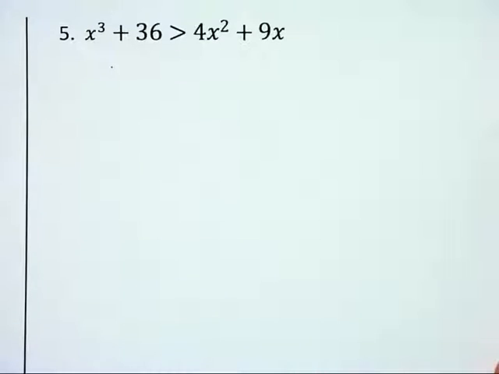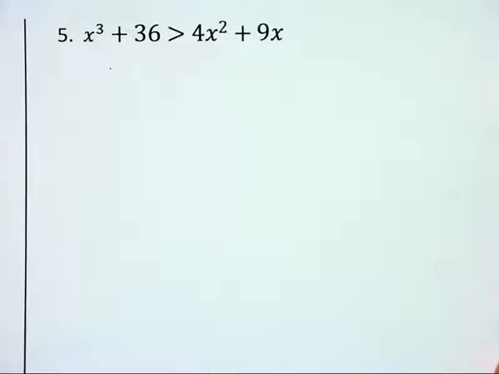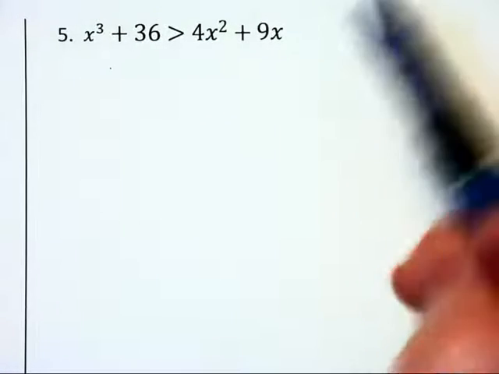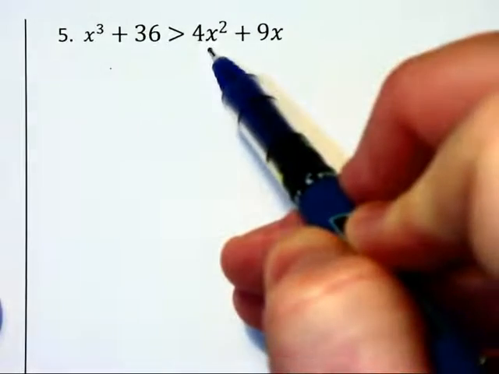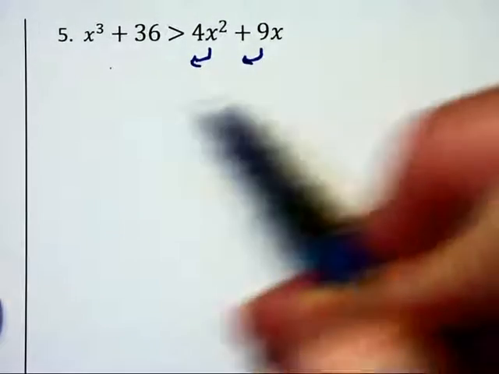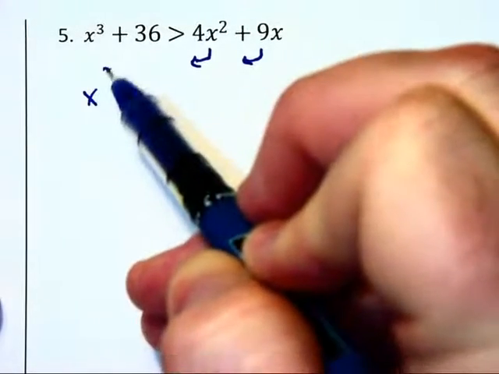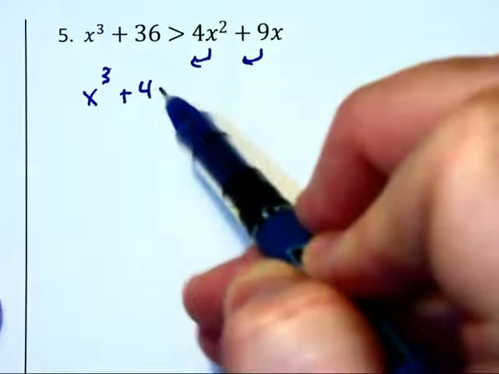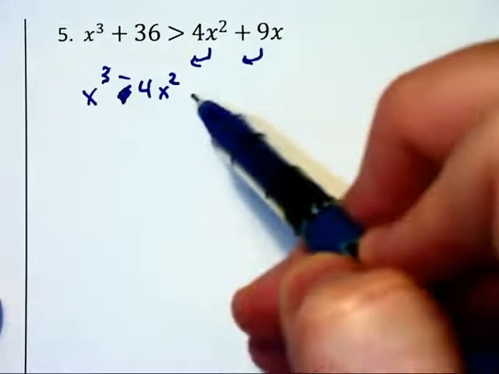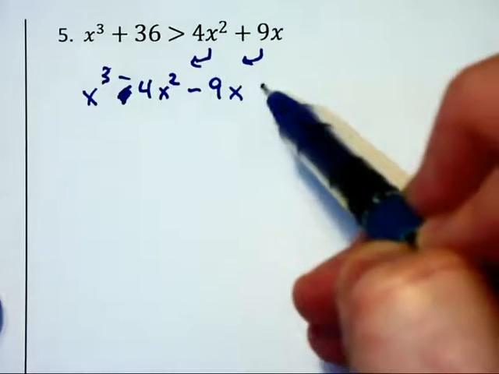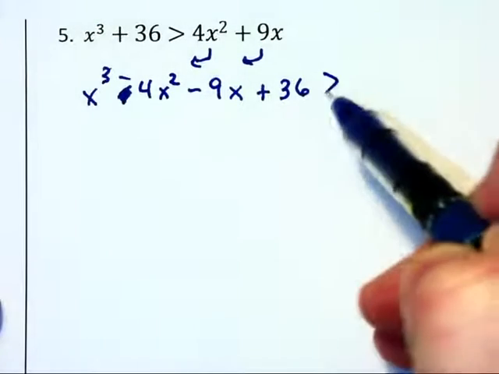I put number 5 in here as a twist because it's not already factored. I'm going to need to get 0 on the right hand side and subtract these two terms that we see on the right over to the left. This gives me x to the third plus 4x squared, sorry, that should be a minus because I'm subtracting it to the left, minus 9x plus 36 greater than 0.